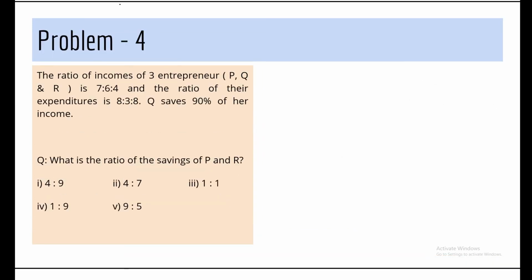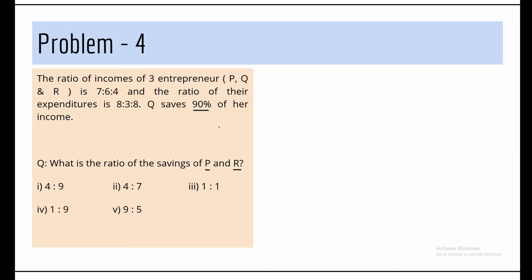Problem number 4. The ratio of incomes of 3 entrepreneurs P, Q and R is 7:6:4, and the ratio of their expenditures is 8:3:8. Q saves 90% of her income. So what is the ratio of the savings of P and R? You can pause the video and try it yourself and let me know the answers in the comment section.